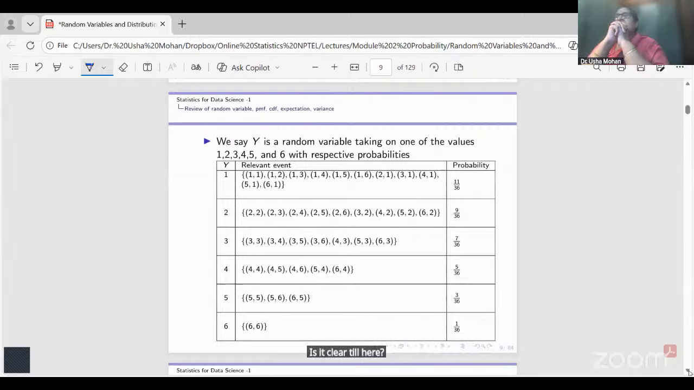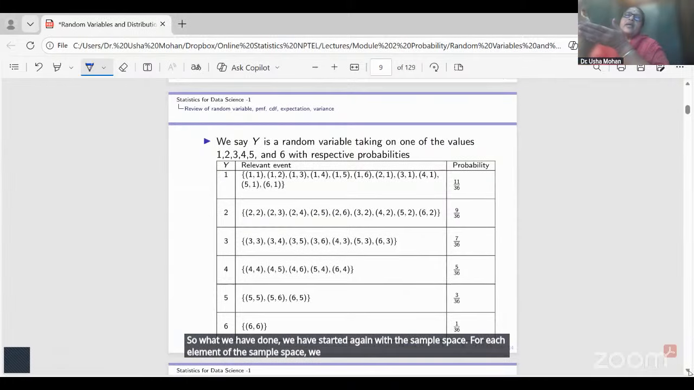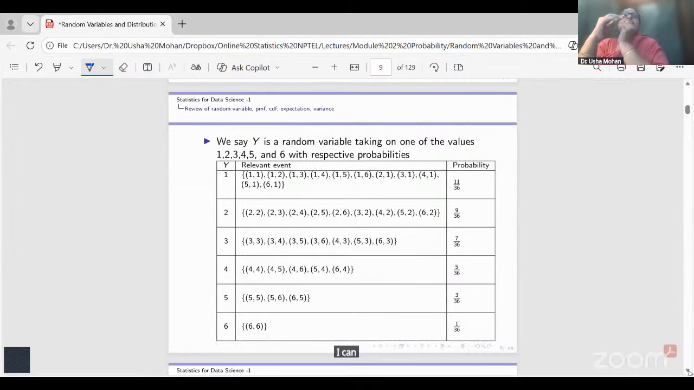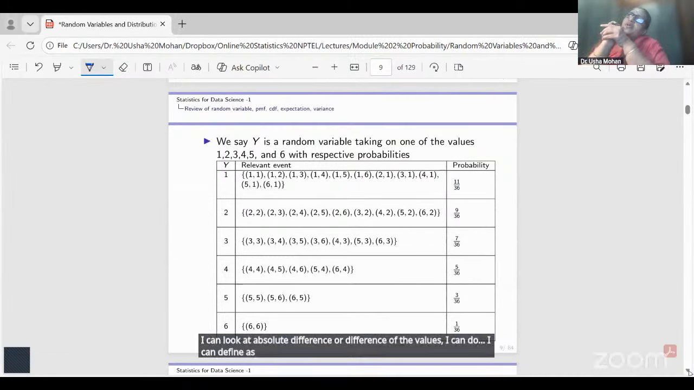So what we have done is we have started again with the sample space. For each element of the sample space, we have mapped the element to a particular value. I have defined here two random variables, x and y. X is the sum of the values and y is the minimum of the values. I can look at the absolute difference or difference of the values. I can define as many random variables as I want, but these are the two random variables I've taken.